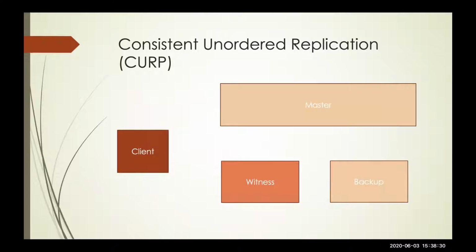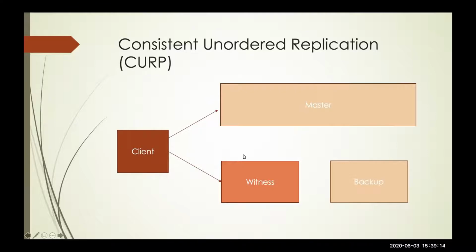So this is the layout of the consistent unordered replication which this paper proposes. So this is the client which sends a request to master and the witness. So master is the usual master of the cluster, and witness is actually certain other servers which also accept the request from client, but they do not perform the operation, they just save the operations.